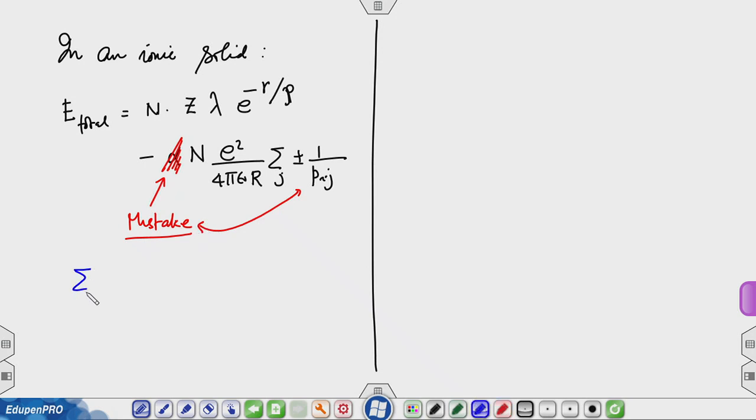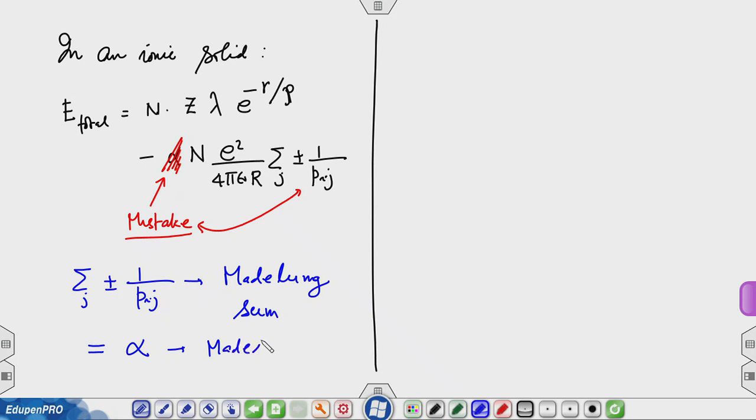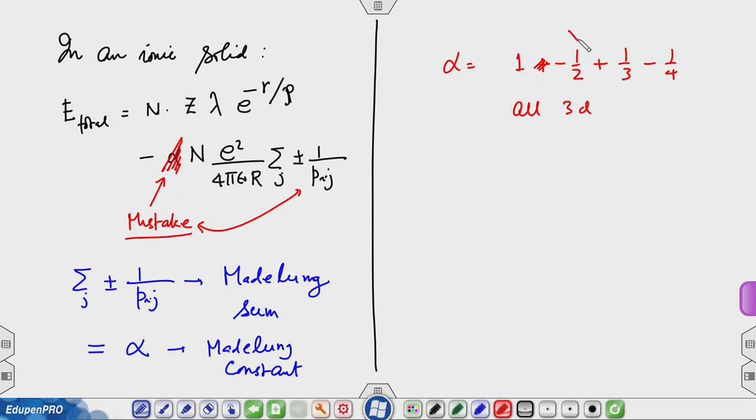Now, this summation j plus minus 1 over p_ij is known as Madelung sum. And I am going to write this as alpha, which is known as Madelung constant. So, let us see what it looks like. It will look like 1 plus, if 1 is positive then next one is going to be negative, minus a half plus 1/3 minus a 4, and in all 3D. So, it is minus half all around. So, there will be some number here, some number here, some number here. And this is a difficult sum.